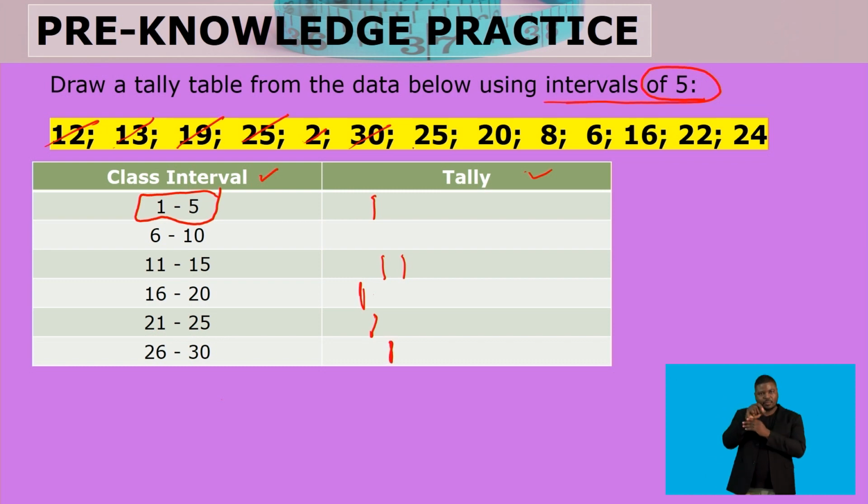The 25 here will fit in there. The 20 here fits in there. The 8, right here. A 6, right here. 16, there we go. Where is 16? Right there. Then I've got a 22. And lastly, the 24. There we go. And we've completed that tally table. All right, everyone. Hopefully, tally tables came back to you guys.